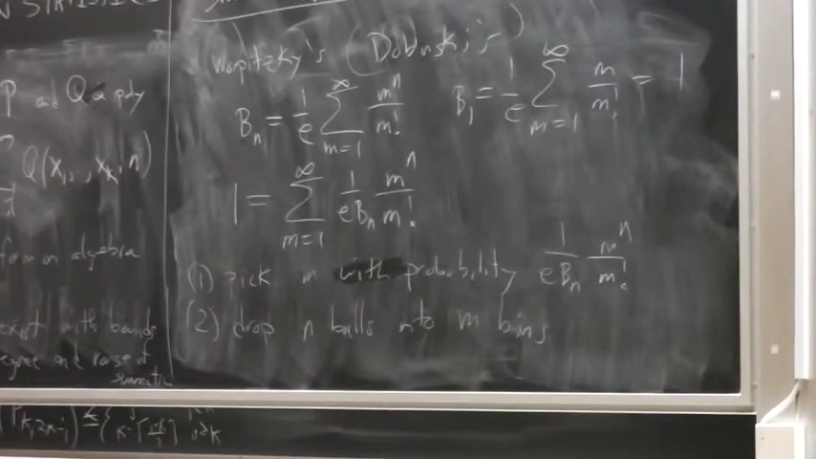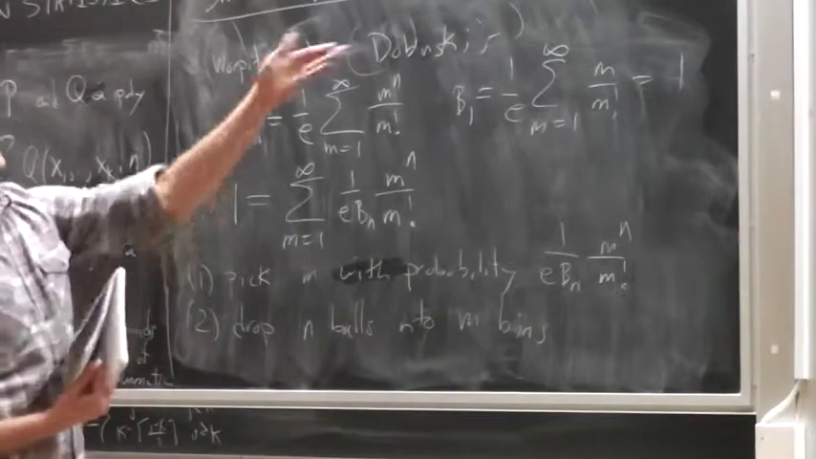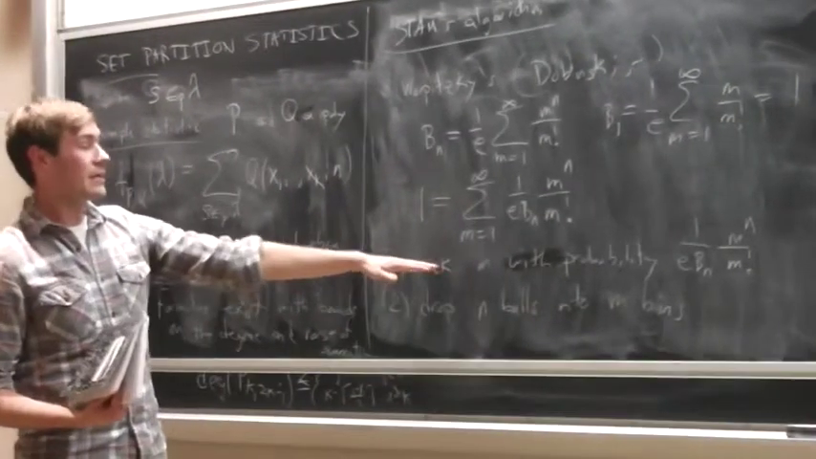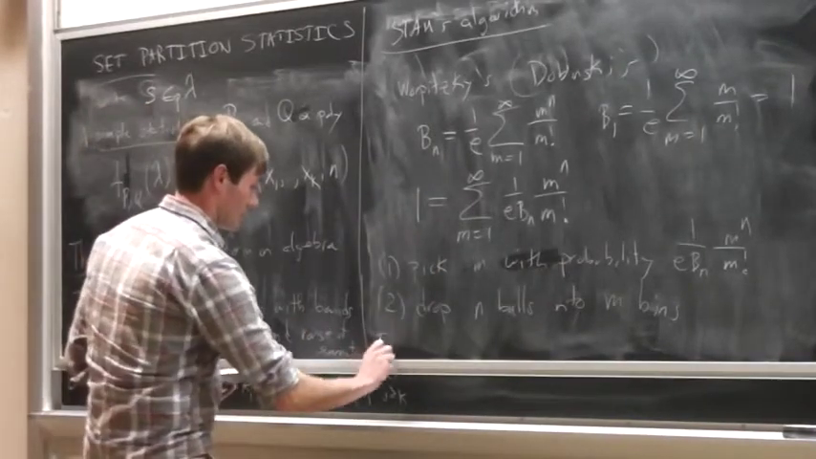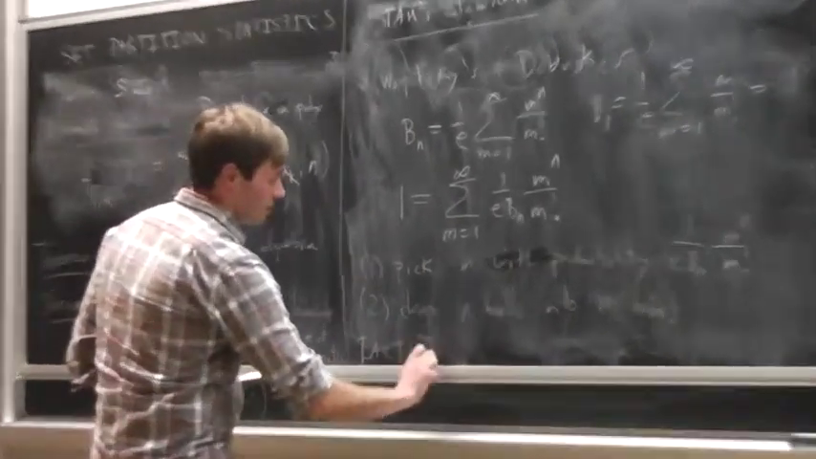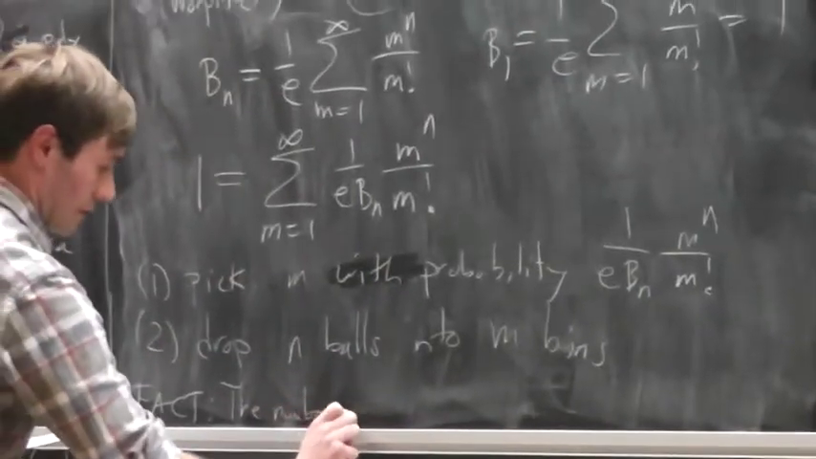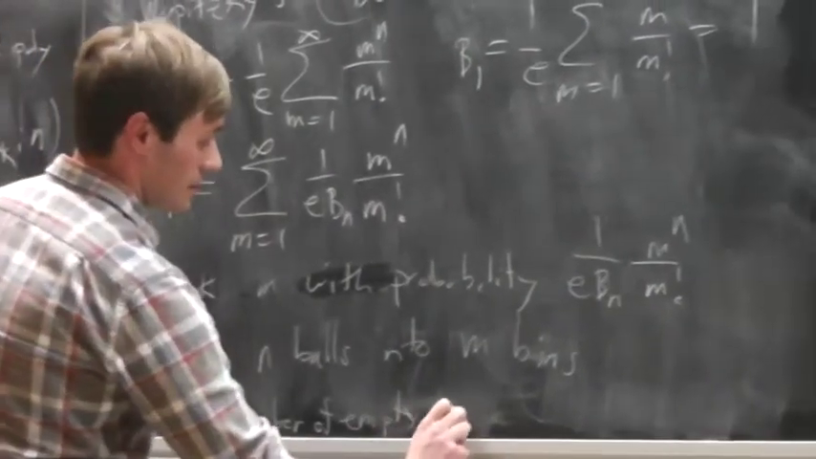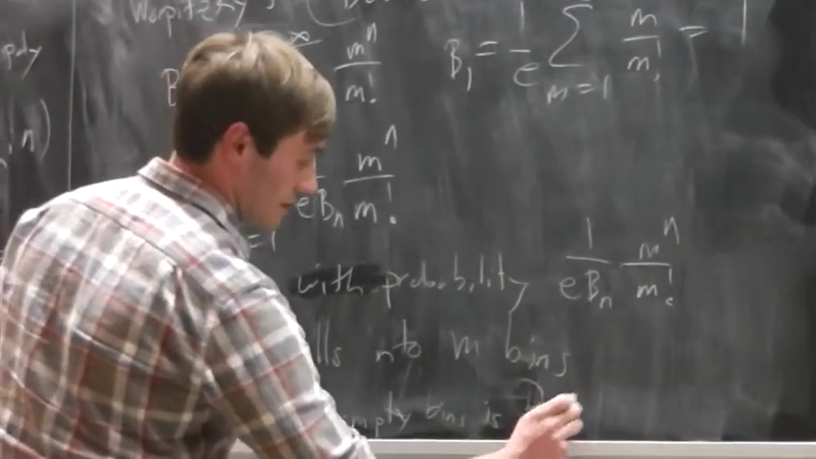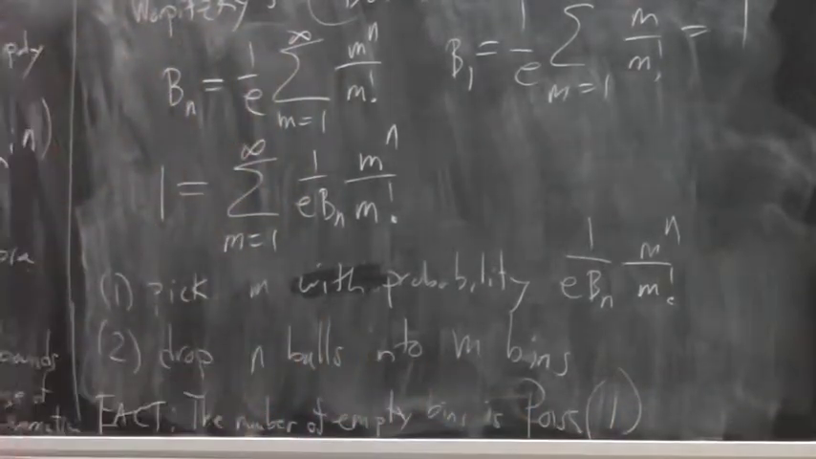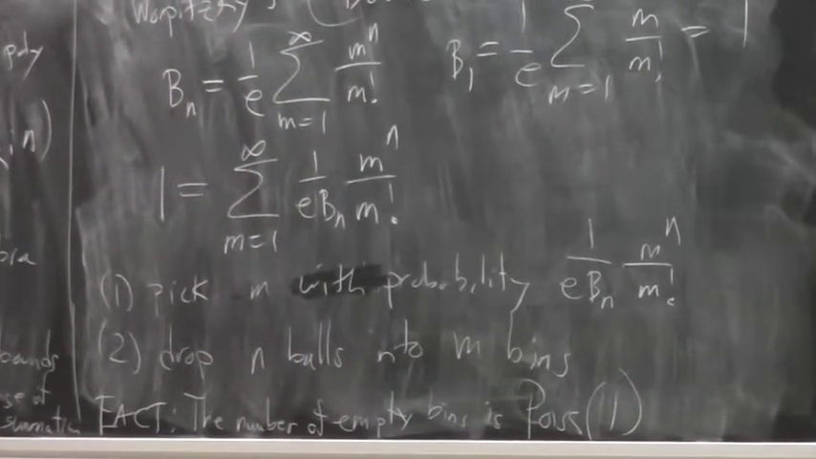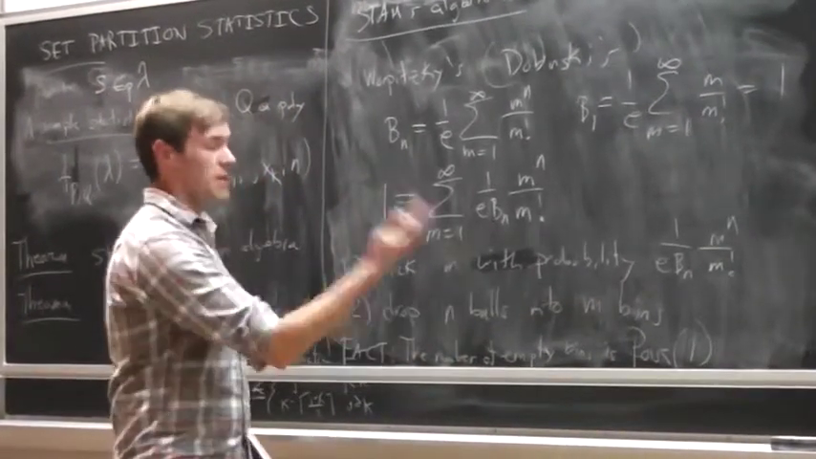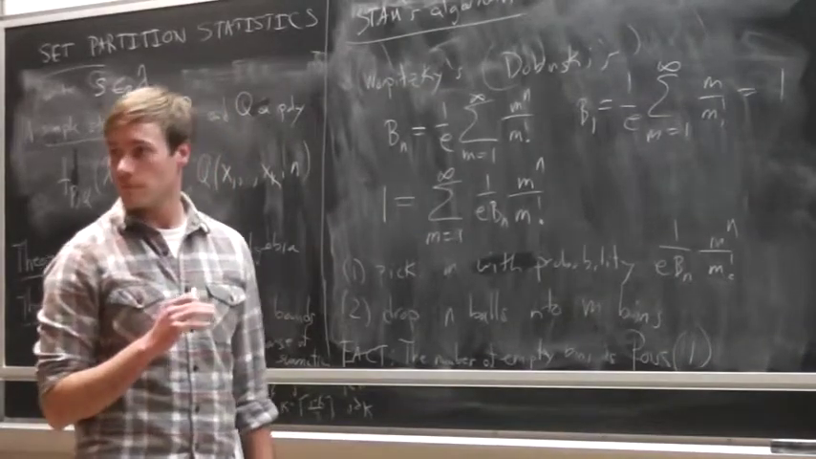So now, if you want to understand things like the dimension exponent, you first fix m. Here's a fact, which Stam proved: the number of empty bins is Poisson distributed with parameter 1. So basically, if you have your m bins, you're going to miss one of them with your n balls.